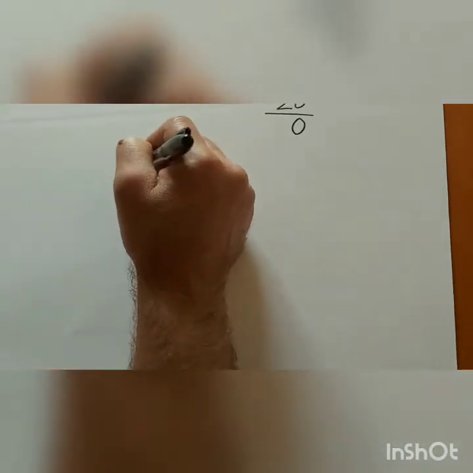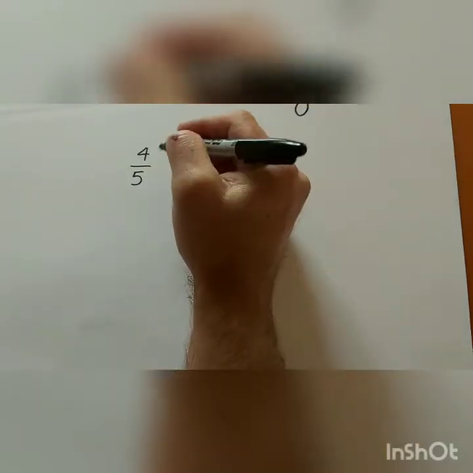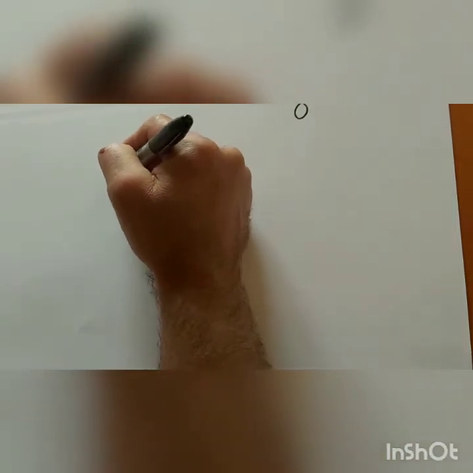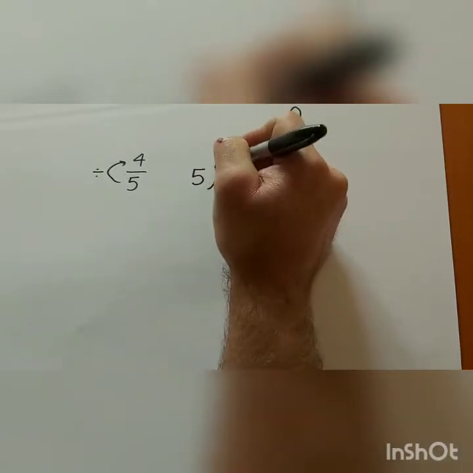Here I have 4/5, and I want to turn this into a decimal point. I take the denominator and I divide it into the numerator. So we set it up as a division question.